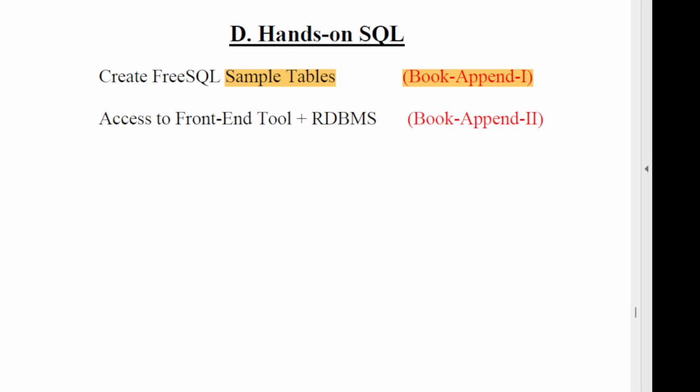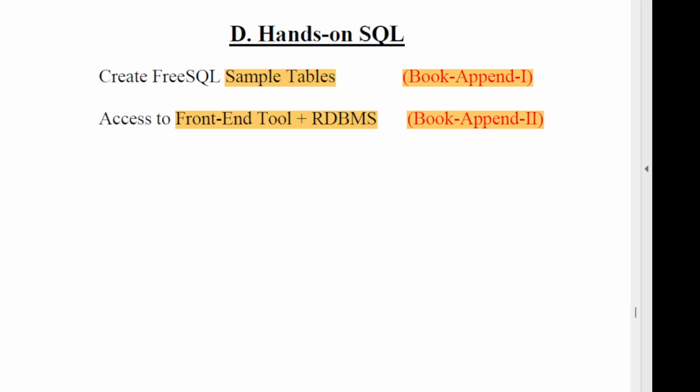Now, some of you do not have access to a relational database or the front-end tool that goes along with it. You might be a rookie. You're not attending a course somewhere which has a database system. You don't have a job yet. And therefore, you're going to have to create and install a relational database management system and front-end tool on your personal computer. Book Appendix 2 will help you in that direction.